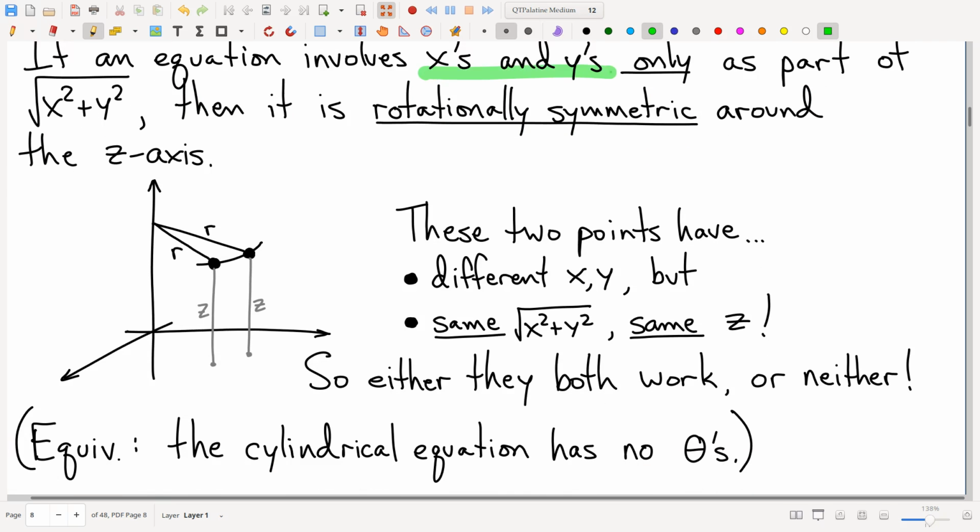If x and y appear only as part of that form, just think about how you would convert that equation to cylindrical coordinates. Every time you see the square root of x squared plus y squared, you just write down r. You'll never write down theta. There are no other x to be r cosine theta or y to be r sine theta. So thetas will just never show up in the equation. So an equation, as we described up here, has no thetas in it, and therefore is rotationally symmetric. Take your pick, whichever one of those arguments you like better. They're both nice.